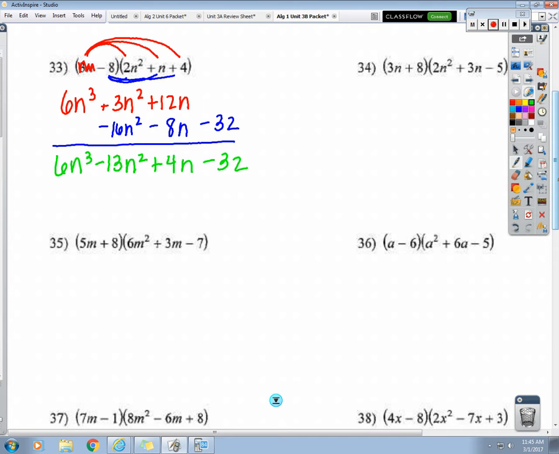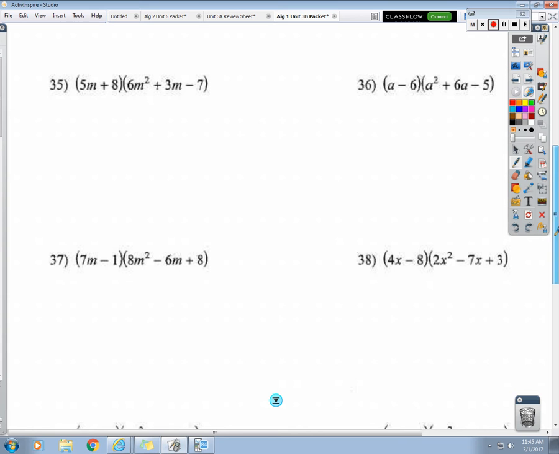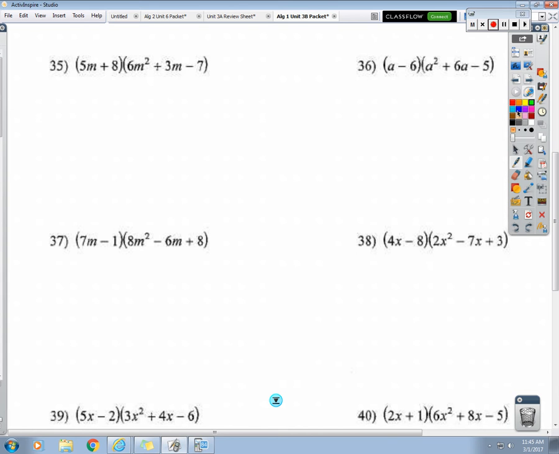Okay, number 35. First, I need to distribute that 5m to everything in this trinomial. So what is 5m times 6m squared? 30m cubed. What is 5m times 3m? And what is 5m times negative 7? Right. And so now I'm done with the 5m because I've distributed it to everything over there and it made this trinomial. Now I need to distribute the 8 to everything in that trinomial.